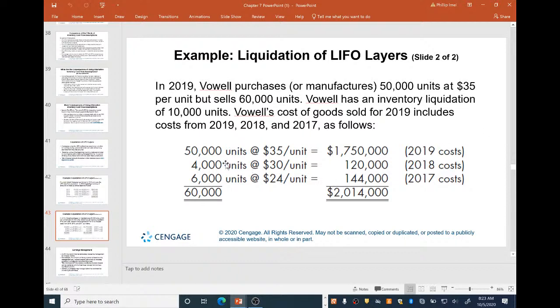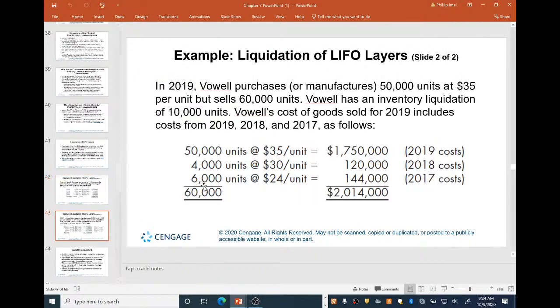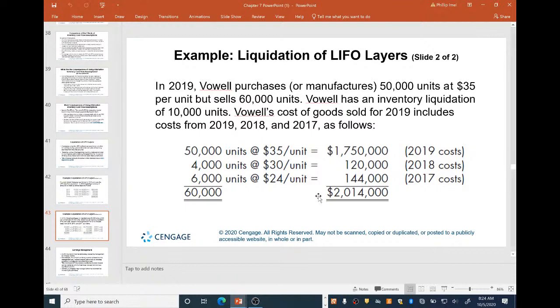So the first thing we want to do is the 50,000 units right here at 35. So we've got the 1.75 here. These are our 2019 costs, right? Because in 2019, that's what they did, purchase or manufacture those 50,000 units. So there's that cost. Next, we need the 4,000 units at 30. These are the 2018 costs. So we need to make up those units as well. Then we're going to need to take 6,000 units from the 2017 ones right here. And that'll make up the total 60,000 units that we sold.